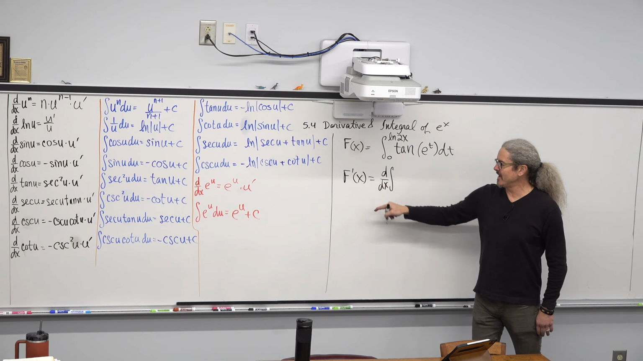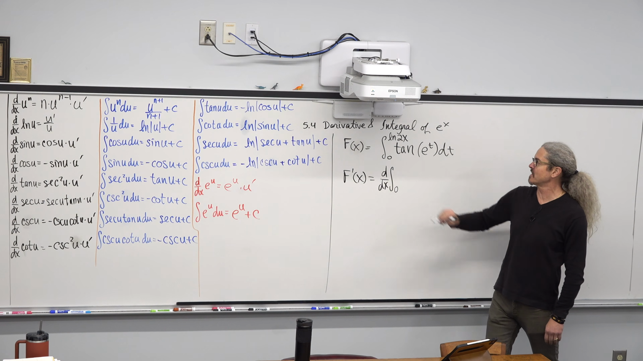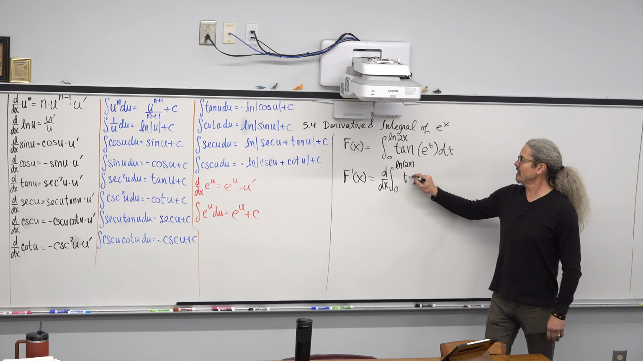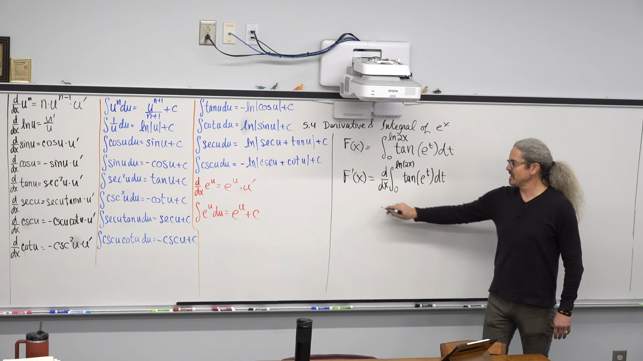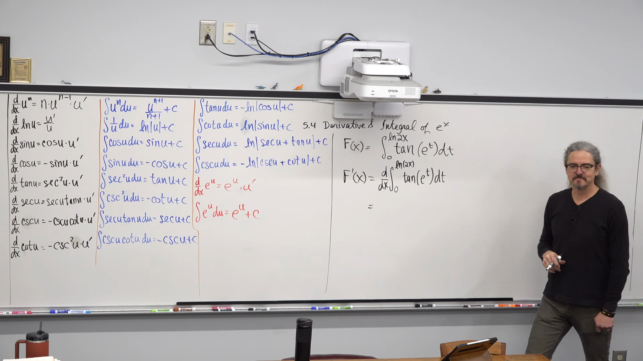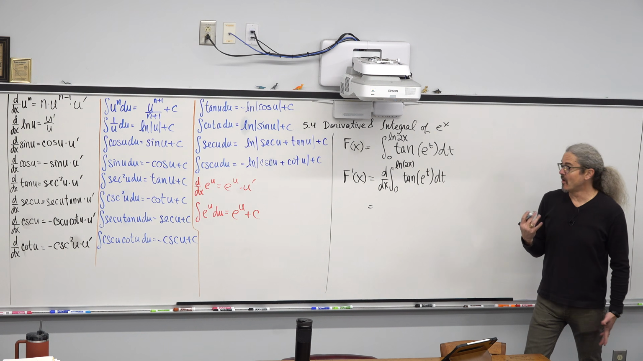But f prime of x is the derivative with respect to x of the definite integral starting from 0 to the natural log of 2x of the tangent of e to the t dt. So you know the name. How do we apply it? What's the answer going to be? Or the next step. It'll be almost the answer.